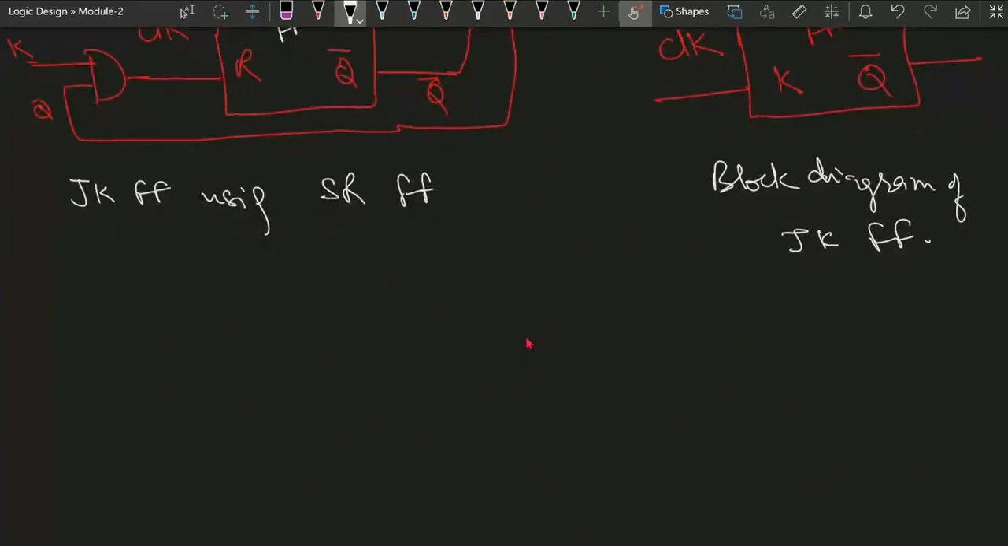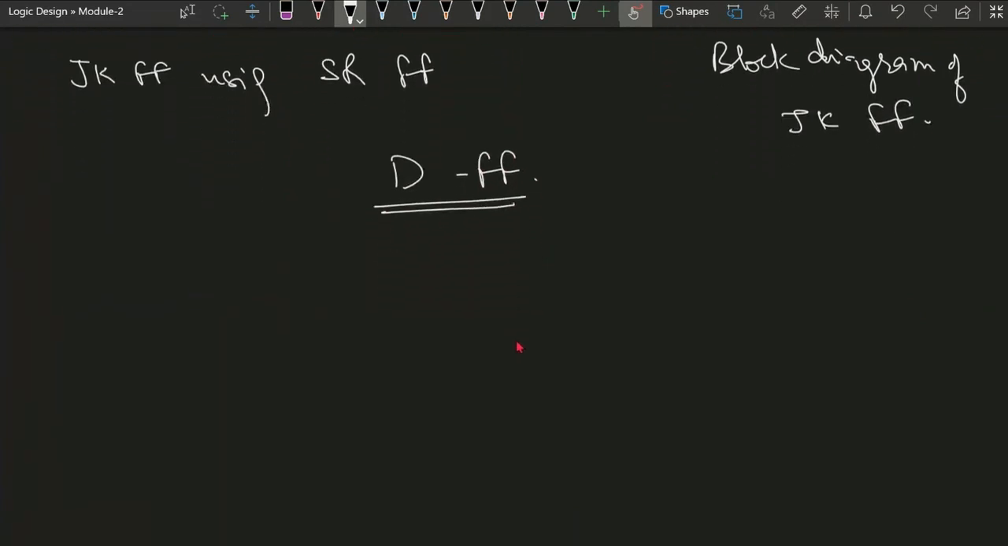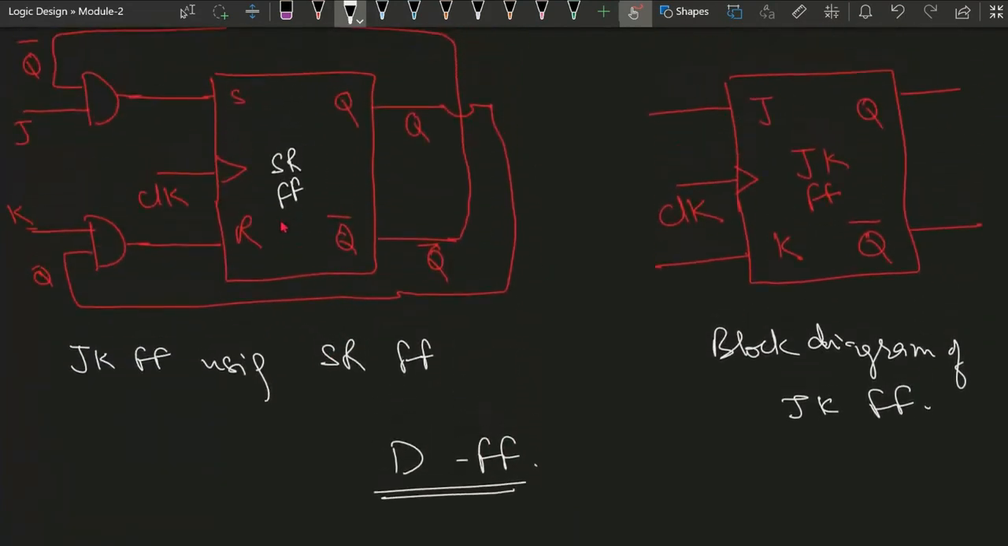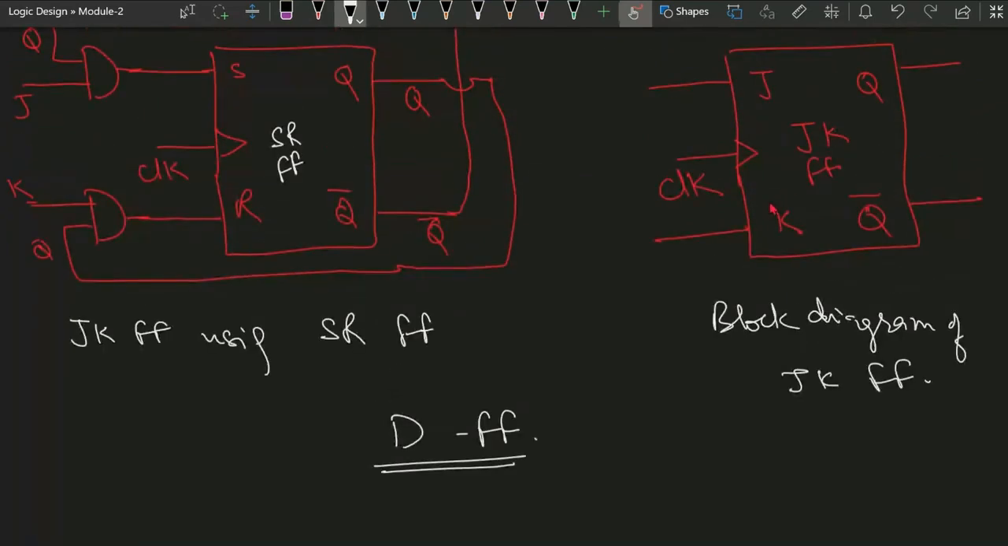We are having two more flip flops. One is called the D flip flop. So what is the D flip flop? We will just use the JK. So JK, this is the JK block diagram.